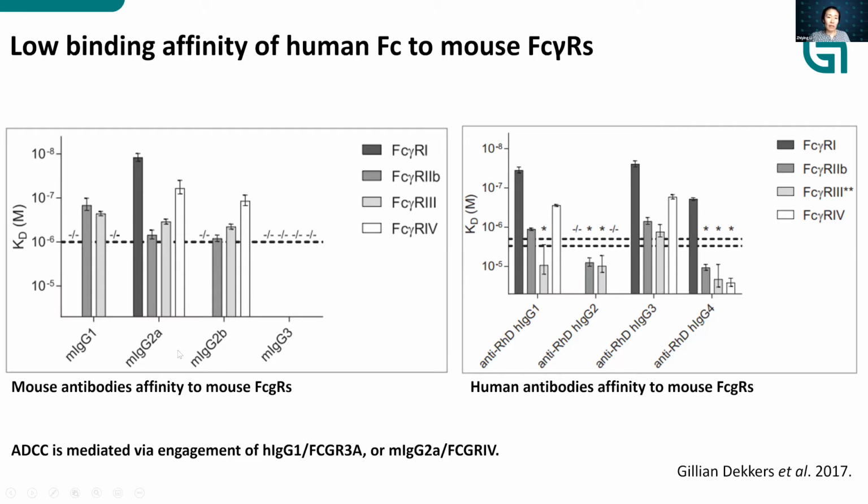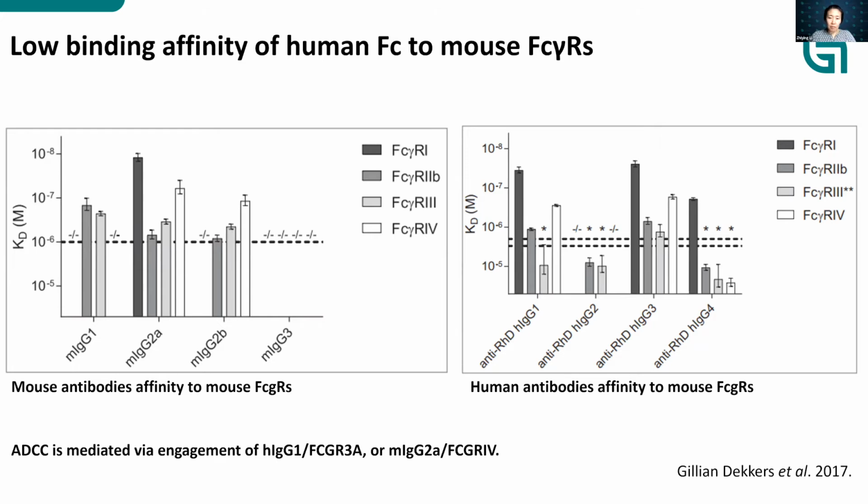As you can tell, they engage the mouse FcγR quite well, in the sense that they have high affinity binding to their FcγR receptors. On the other hand, the same mouse FcγR receptor may or may not bind to human antibody, as you see in the case of IgG2. If that's of human origin, it has lower affinity to the gamma 2B or gamma 3 mouse receptor, and binding to R1, and R4 is basically absent.